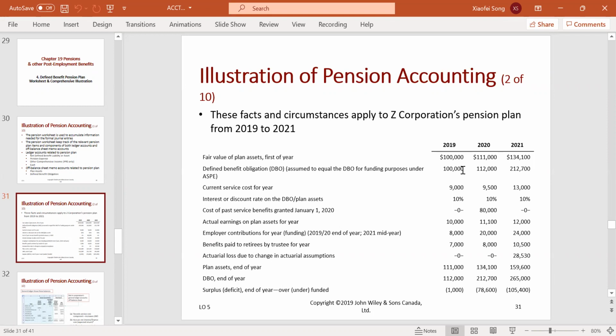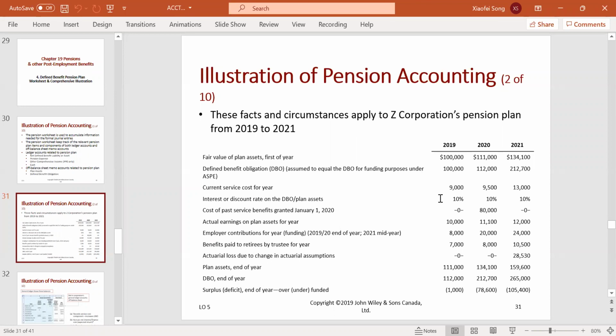It's perfectly funded. And these are the terms we talked about last class: current service cost is the benefit earned as a result of the service provided in the current year. The interest or discount rate, 10%, is for both the interest accrued on the defined benefit obligation and the expected return to be included in pension cost.